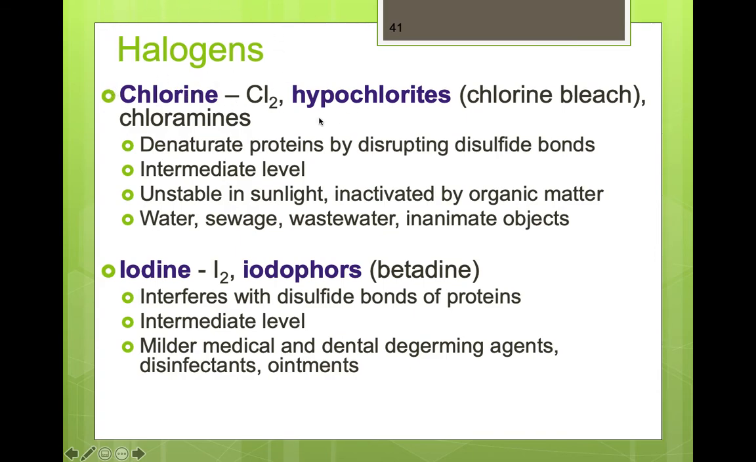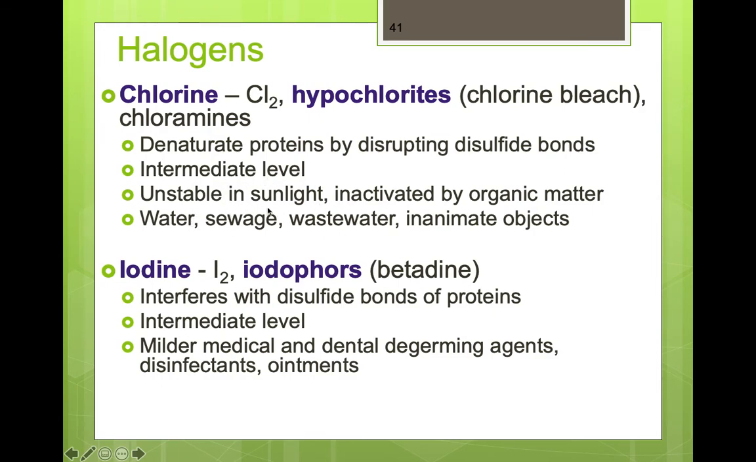Now, halogens are something that you guys are probably familiar with. These are both types of halogens. They're things like iodine, chlorine, bleaches, and things like that, chlorine itself. So chlorine denatures proteins, breaks apart the disulfide bonds that hold the proteins together, so the proteins lose their shape. They no longer work anymore. It's an intermediate level. It does not kill endospores.